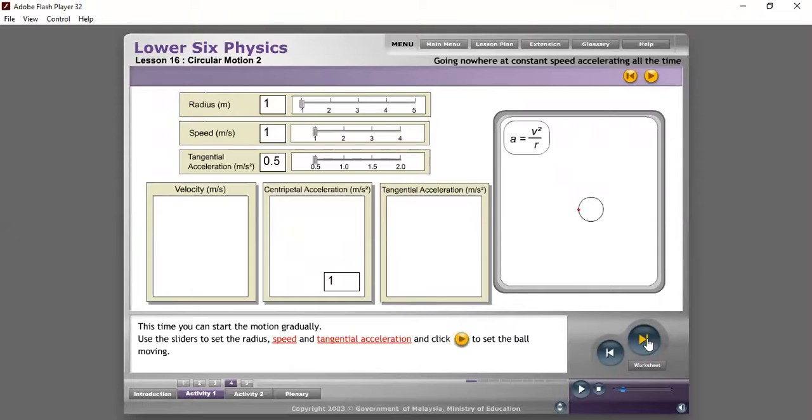This time, you can start the motion gradually. Use the sliders to set radius, speed, and tangential acceleration, and click the play button to set the ball moving. So we notice that the tangential acceleration appears only when it starts to move. After that, let's say I increase the radius, and start again.